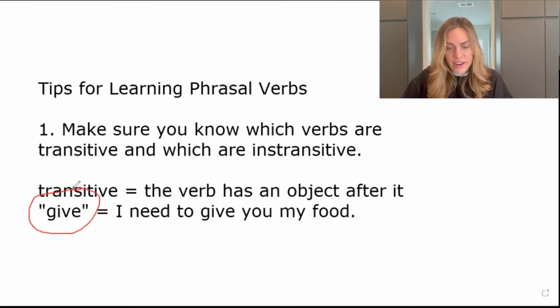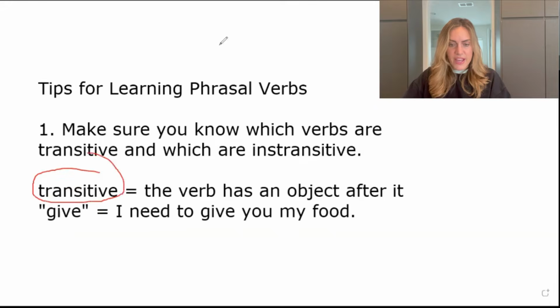And what I'm trying to say is that there are some verbs in English that are transitive, which means that those verbs require an object, whereas other verbs do not require an object, okay? So for example, let me show you.